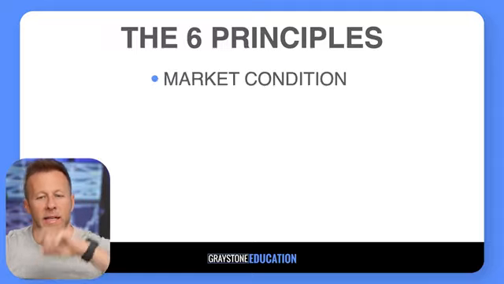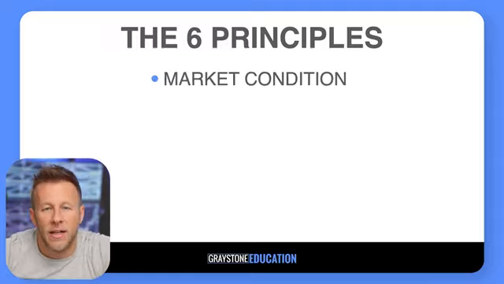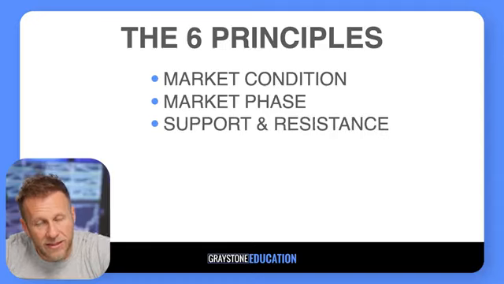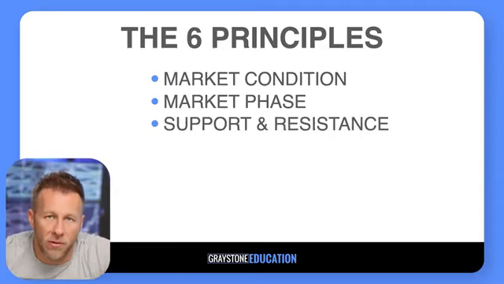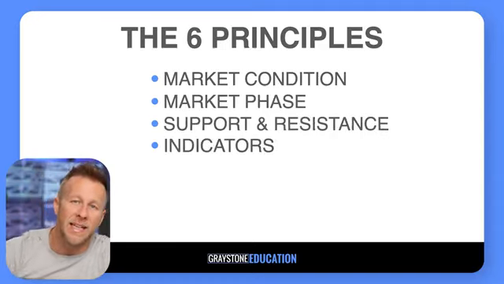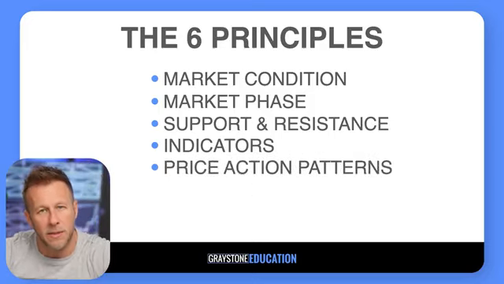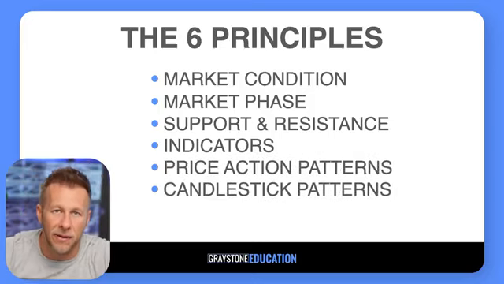Okay, number 1 is the market condition. Number 2 is the market phase. Number 3 is support and resistance. Number 4 is indicators. Number 5 is price action patterns. And number 6 is candlestick patterns.